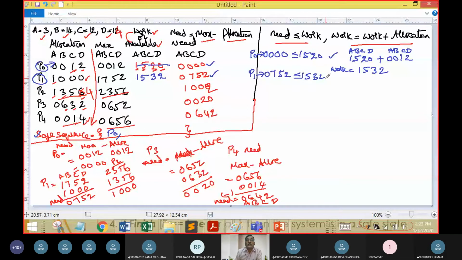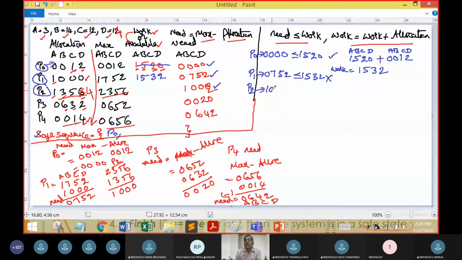What was the next step? The next step is the need vector of P2. So the need vector of P2 was 1002, and whether it is less than or equal to 1532. So now the condition is true. If the condition is true, what do I have to do? Work is equal to work plus allocation.